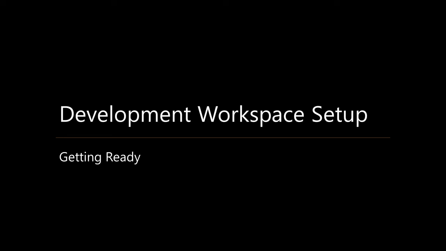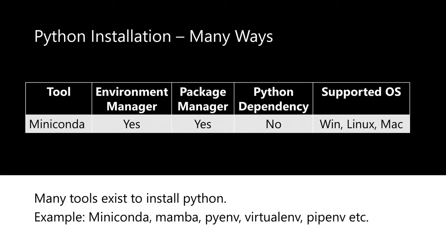Let's set up a Python development environment. In a professional development environment, it is recommended to create a separate environment for every project you work on. The reason for this is each project may need a different Python version as well as different third-party libraries. For example, one project may need Python 3.9 version, whereas another project may need Python 3.10 version. So we need a way to manage our development environment.